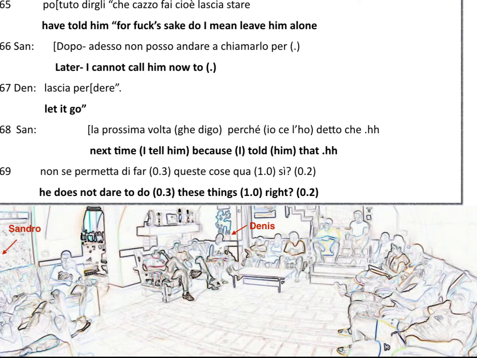At this point, the staff member changes tack, and he says later. So he's starting to. I think he was. I use the symbol for when people cut off later. He was starting, I think, to say later I will talk to this person, but he corrects himself and says, I cannot call him now. We don't know why, but for some reason he can't talk to this person now. But next time I will tell him. I actually told him that he does not dare to do these things.